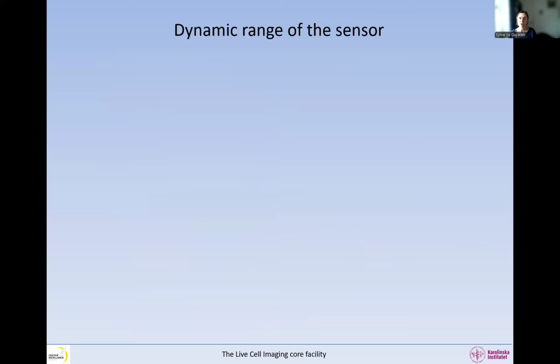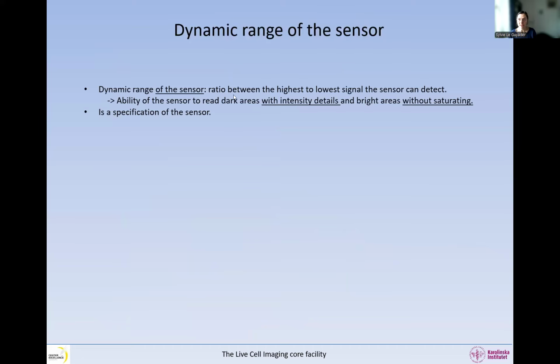The dynamic range is a property of the sensor, which means that it comes with your sensor. There are a few parameters that will influence the dynamic range, but you cannot change it directly. What is it? It is the ratio between the highest and the lowest signal, in electrons, that your sensor can detect. It's the ability of the sensor to read dark areas with intensity details and at the same time bright areas without saturation. So it's a specification of the sensor.